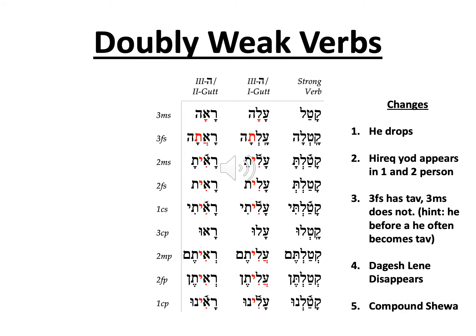Some verbs are what we call doubly weak, meaning that they have two weak letters and not just one. For instance, the verb ra'ah, to see, has an aleph, which is weak, as well as a hey, which is weak. So the aleph will take the compound schwas, the heys will drop and become tavs or hirik yods, and the dagesh lene will disappear completely. These rules make sense if we stop and think about them. We just have to remind ourselves that there are two sets of rules to follow, and not just one.